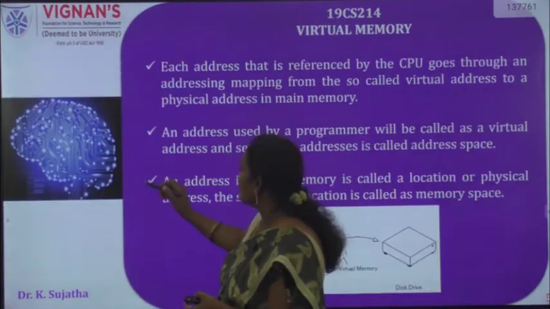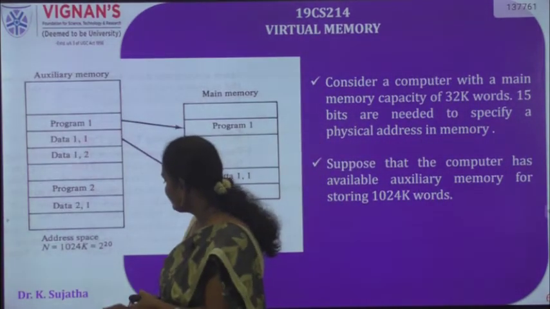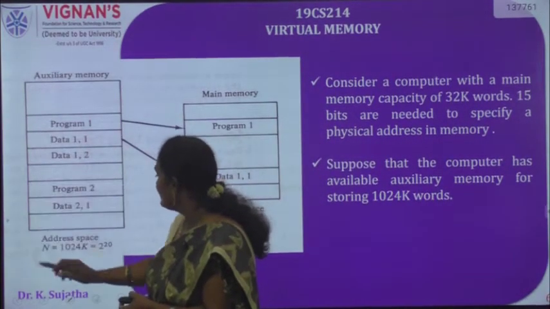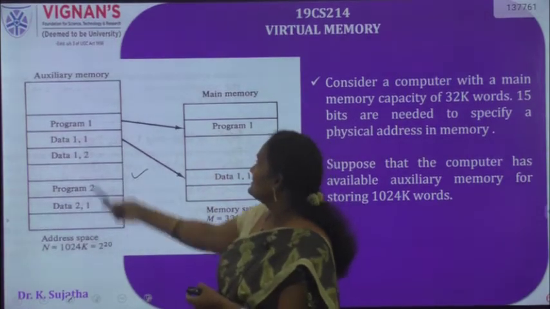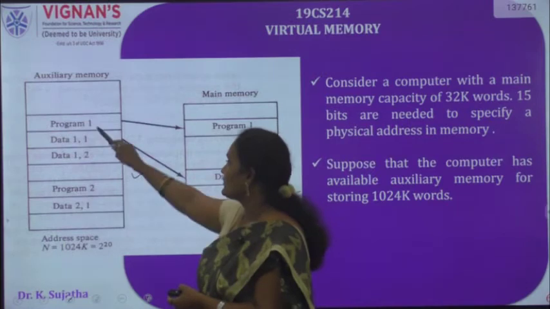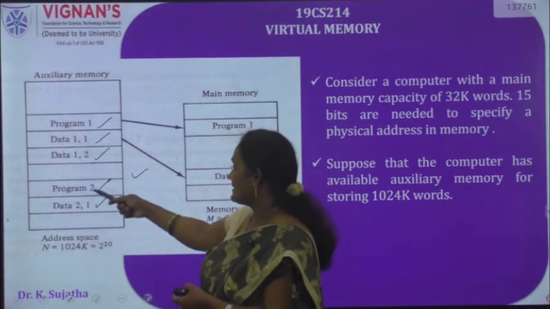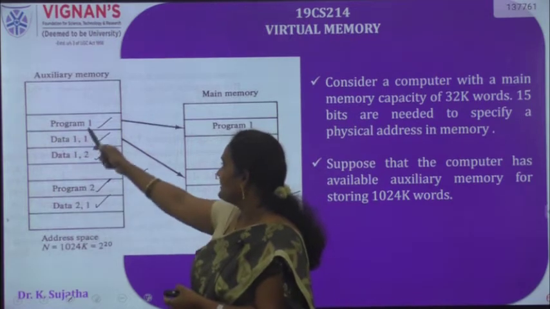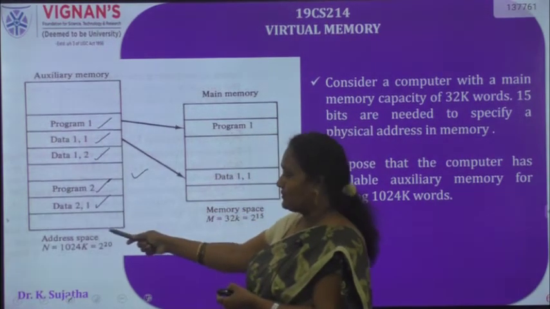This is the auxiliary memory and this is the main memory. In the auxiliary memory, initially we have program 1 and its corresponding data, data 1, and program 2 and the data corresponding to this program, data 2. So, they are stored in auxiliary memory.